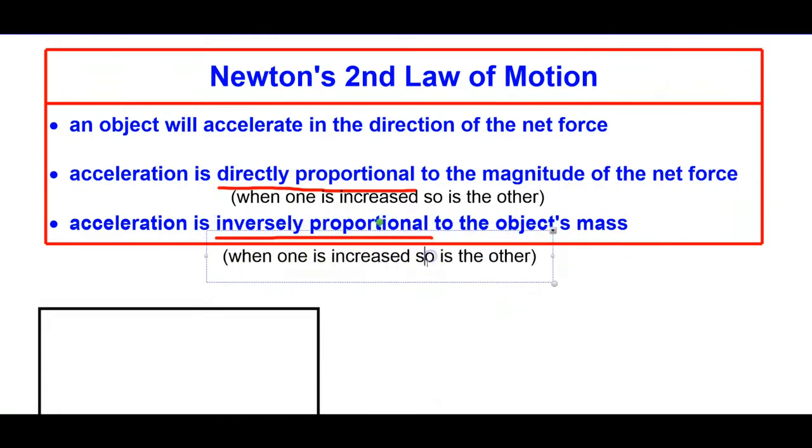When one is increased, if it's the opposite, then what's happening is the other decreases. So think about this. We have an acceleration and we're comparing it with mass. If we increase the mass of something, the acceleration is going to decrease, right? If we put a heavier object on a cart, it's going to slow the acceleration down. So that's what inversely proportional means. When one factor is increased, the other decreases. Directly proportional means that as one increases, so will the other. So that's what those two fancy terms mean.